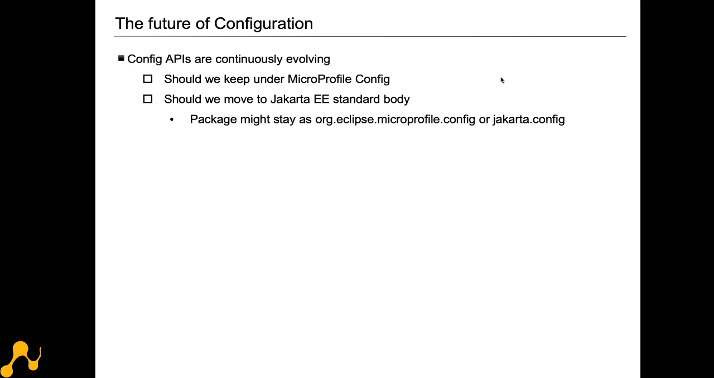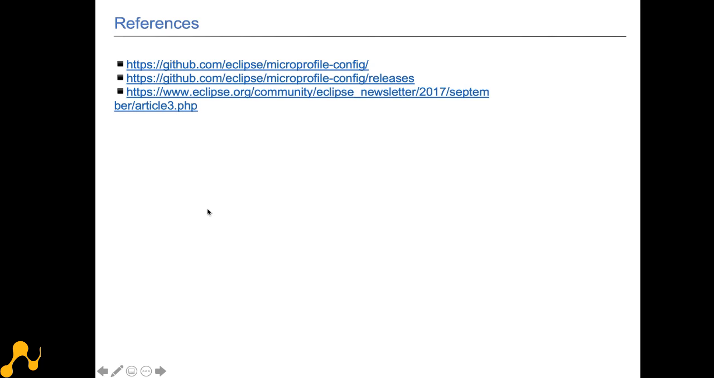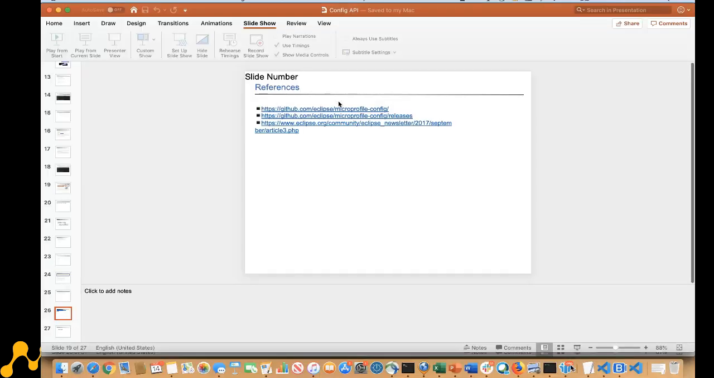Are there any questions? Or this is a kind of references. For Config, if you have any issues, raise issues on this GitHub and watch the releases, and you can get the specifications and Javadoc under this /releases. And this is the blog I wrote a couple of years ago about MicroProfile Config. Okay, with that, I think I'm done.